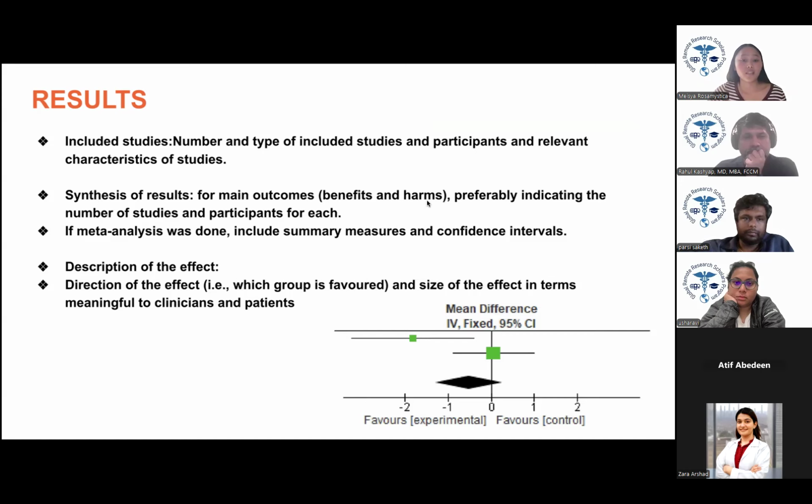Because this is relevant in the clinical setting, that's why the results section should include the point. As always, if a meta-analysis was done, always include the summary measures with the confidence interval and mention the description of effects. Again, it's about the meta-analysis, but there's something called effect sizes. So you mention whether it favored the control or favored the intervention or favored the other group. You mention the odds ratio or relative risk or the mean difference. And then you talk about the confidence interval with the p-value, so you can see if it was significant or not significant.